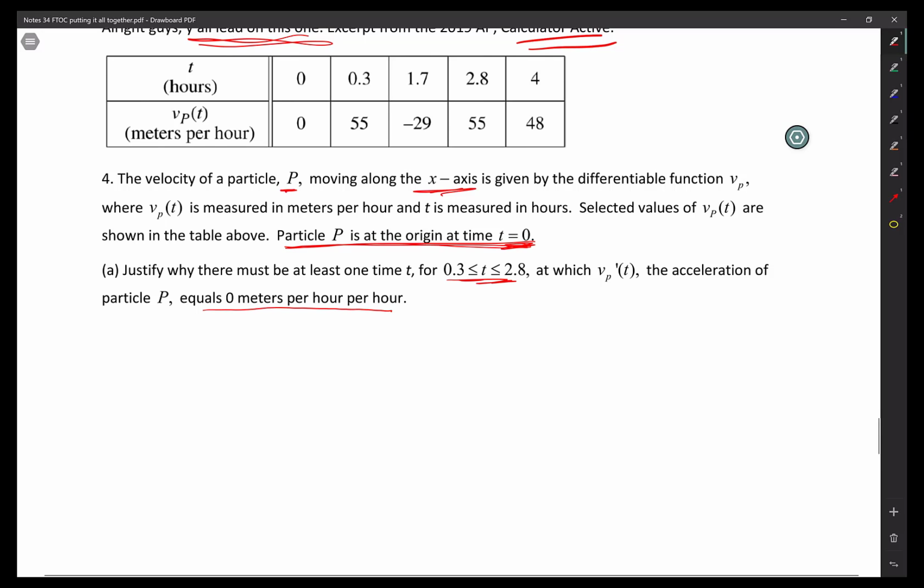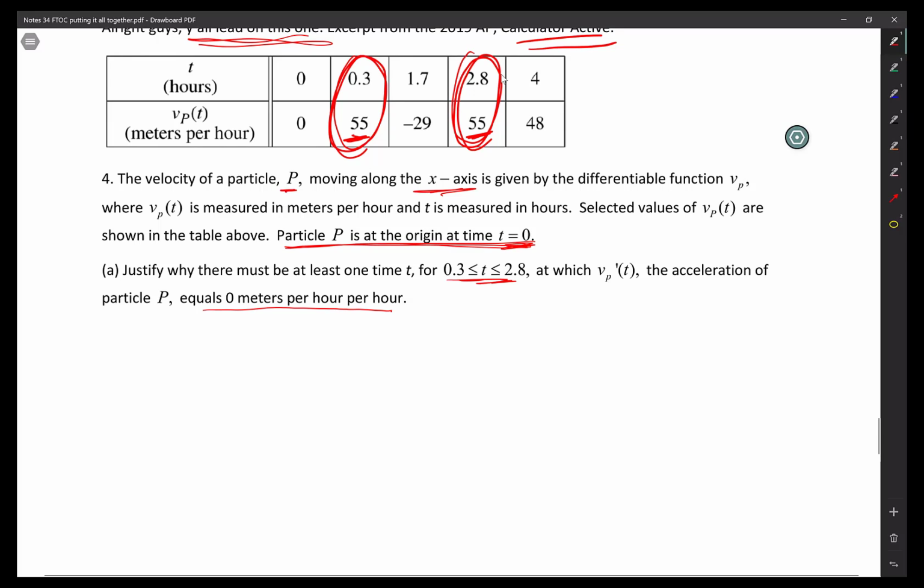Guys, they are screaming at you. They're not screaming the way your mom screams at you, but they're screaming at you to look at 0.3 and to look at 2.8. I want you to recognize that at 0.3, I have 55, and at 2.8, I have 55. If I just do the basic average rate of change from algebra, you're going to find that you have a slope of 0. Does that make sense to everyone?